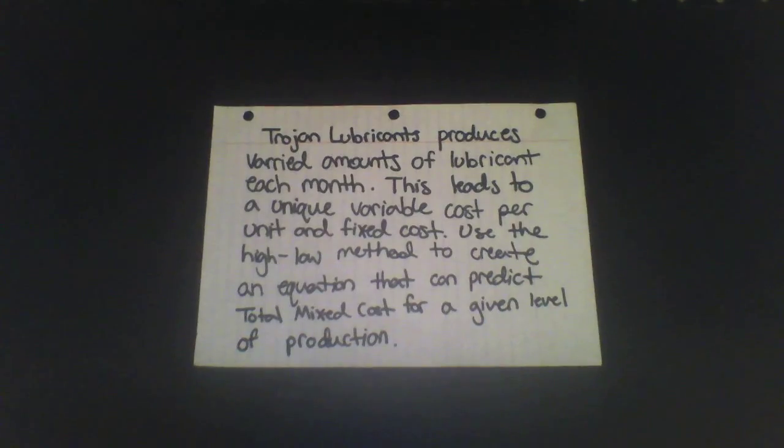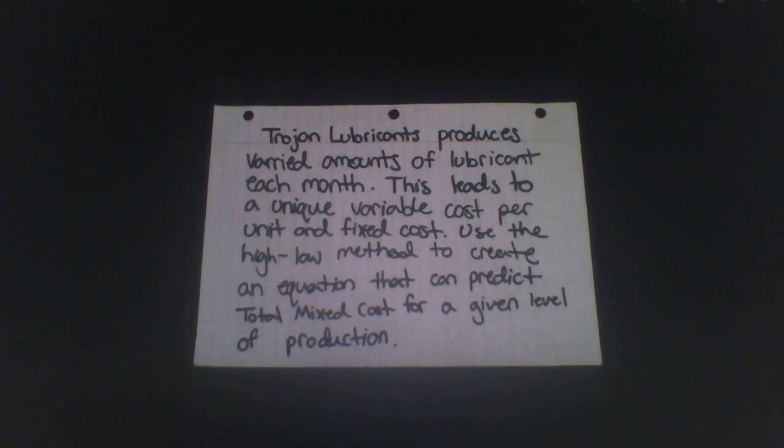So, doing a little example problem. This one's about Trojan lubricants. They produce varied amounts of lubricant each month, so this can vary their variable costs and their fixed costs each month. So we can use the high-low method here to help predict what it will be at a given level of output in the future.